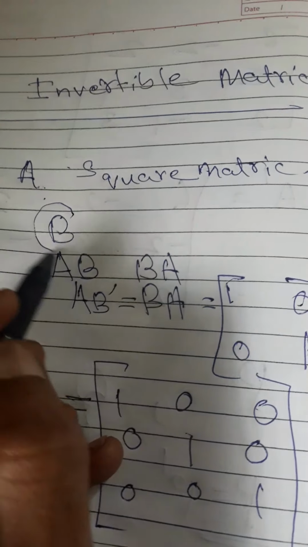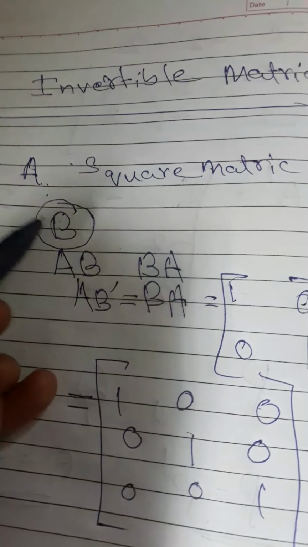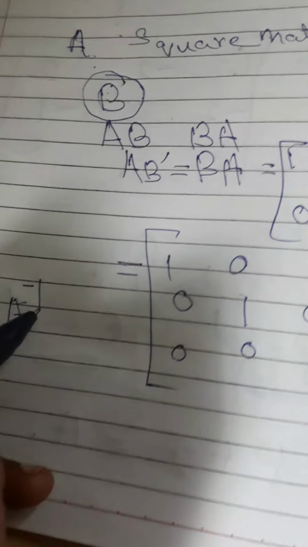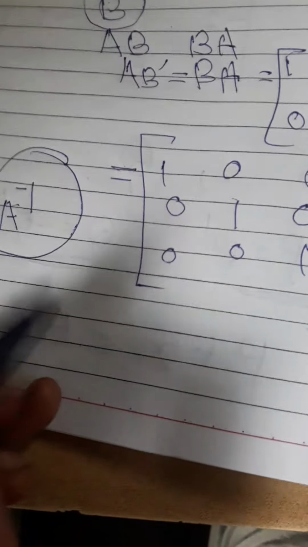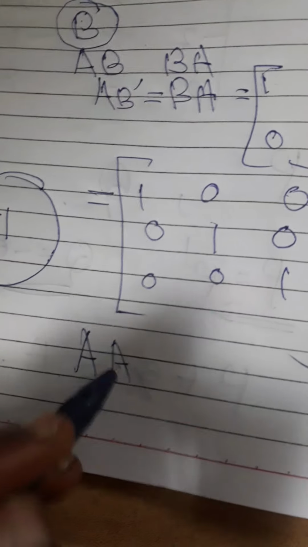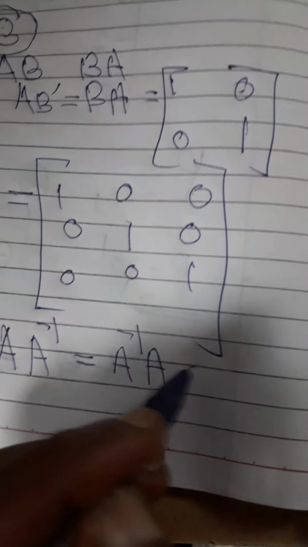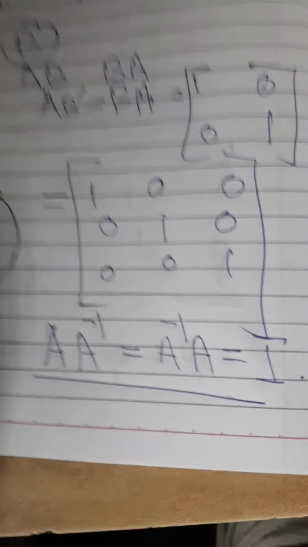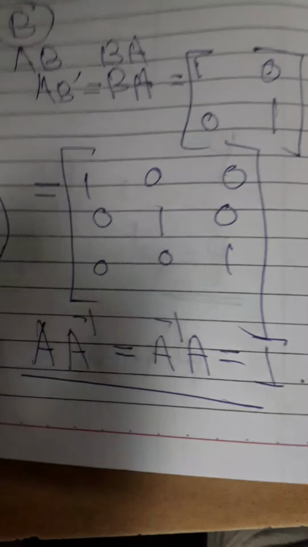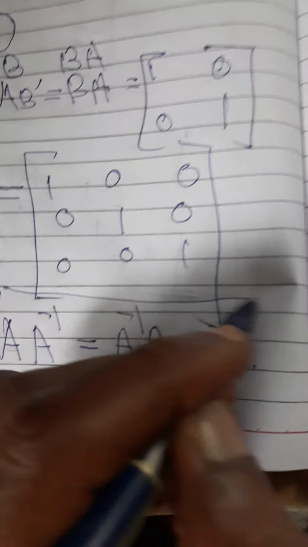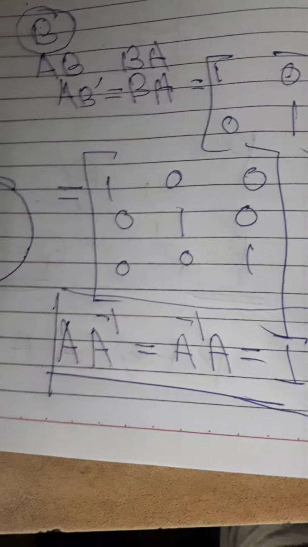Then you say that the matrix B happens to be the inverse of the matrix A, and it is denoted by A raised to minus 1. We will be denoting it for inverse. So in brief, you can write it as A into A inverse is equal to A inverse into A is equal to I. Now, this is one of the important results that you get from the definition of the matrix.